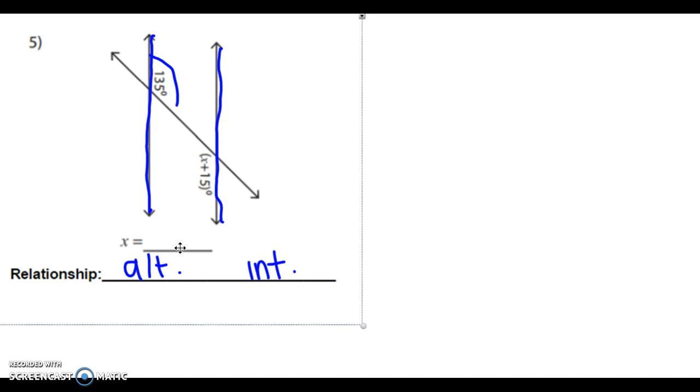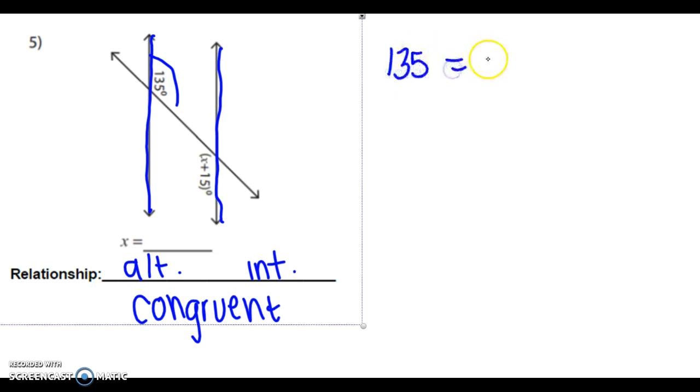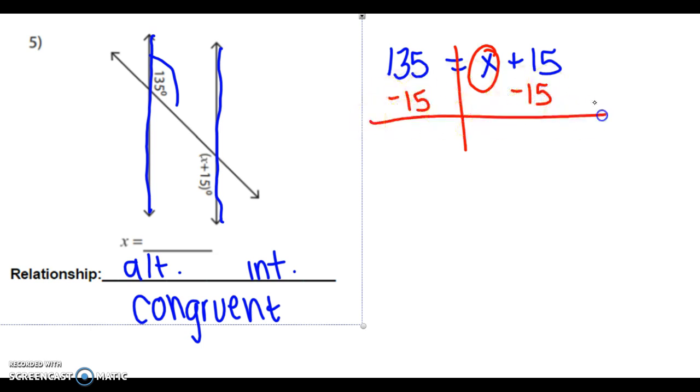So because of that, alternate interior angles, I know because of my vocab, are congruent, which means again in this case I can just set these two angles equal to each other. 135 equals x plus 15. And then when I go through and solve, trying to get my x by itself, all I got to do is subtract 15 from both sides, and I get that x equals 120 degrees.